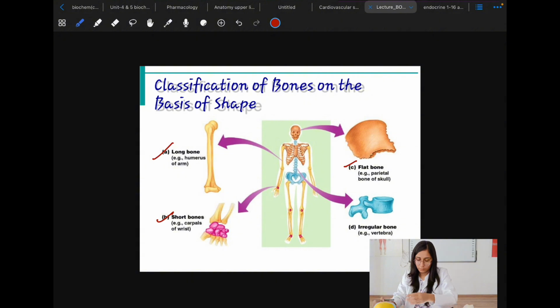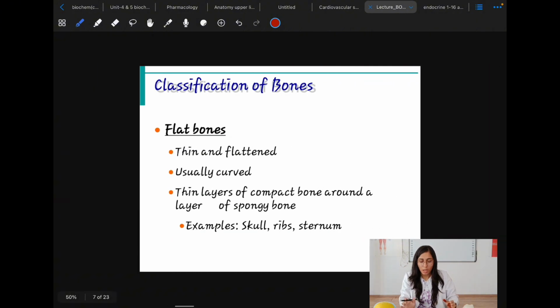Then there is the irregular bone. In irregular bone, this is the vertebra. I talked about the function of the bone, in which several bones protect the visceral organs or any particular organ of our body. The major part, the spinal cord, is also protected by a certain structure that is known as the vertebra. These vertebrae are interconnected by the intervertebral disc, and they are part of the irregular bones that protect our spinal cord.